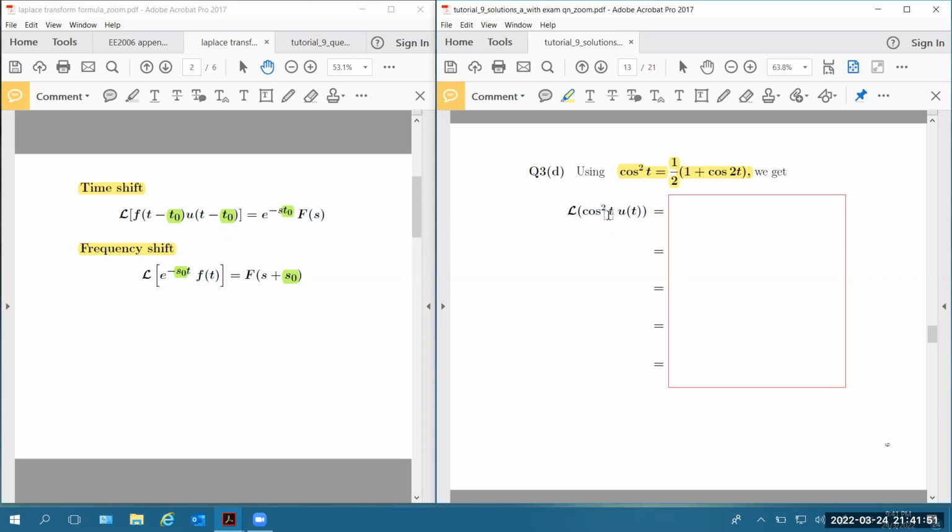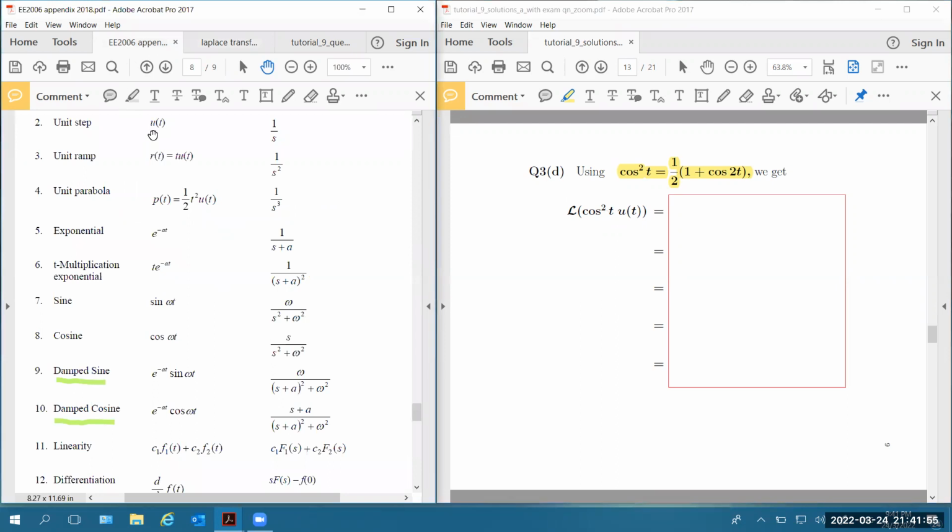Okay, cosine square t. So you think, wow, maybe it's in the table. Then go and see, is it in the table? Well, actually, I can tell you that it's not in the table. And then you see what are the things inside the table. Anything similar or not? Anything got cosine or sine? And you find that only this one. You only have cosine omega t, which is not cosine square.